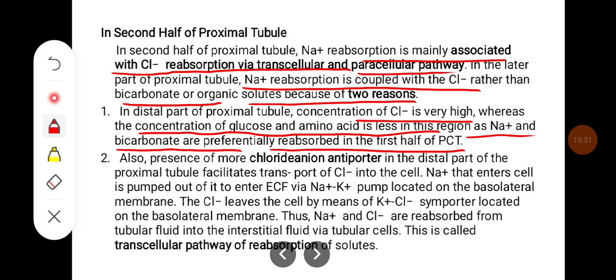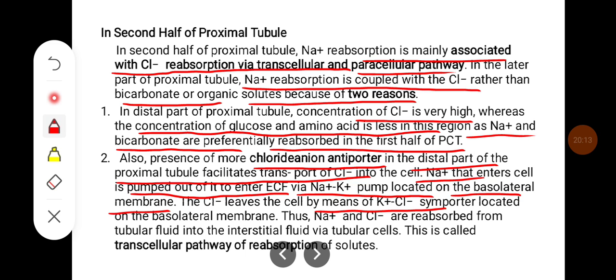Also, the presence of more chloride ion antiporters in the distal part of the proximal tubule facilitates transport of chloride into the cell. Sodium that enters the cell is pumped out of it to enter ECF via the sodium potassium pump located on the basolateral membrane. The chloride leaves the cell by means of the potassium chloride symporter located on the basolateral membrane. Thus, sodium and chloride are reabsorbed from the tubular fluid into the interstitial fluid via tubular cells. This is called the transcellular pathway of reabsorption of solutes.